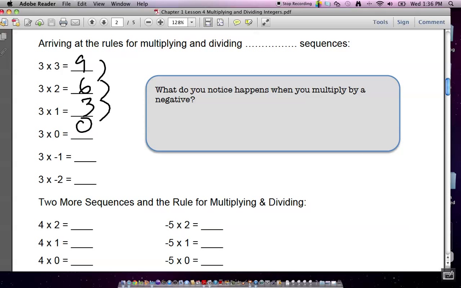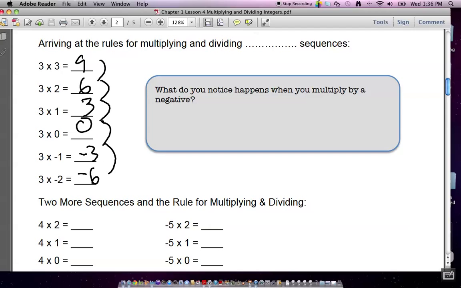Can you see a pattern here? What's happening? It goes down by 3. So if I'm at 0 and I go down by 3, where should I get to? Negative 3. So that means 3 times negative 1 is negative 3. If I go down 3 again, what do I get to? Negative 6.